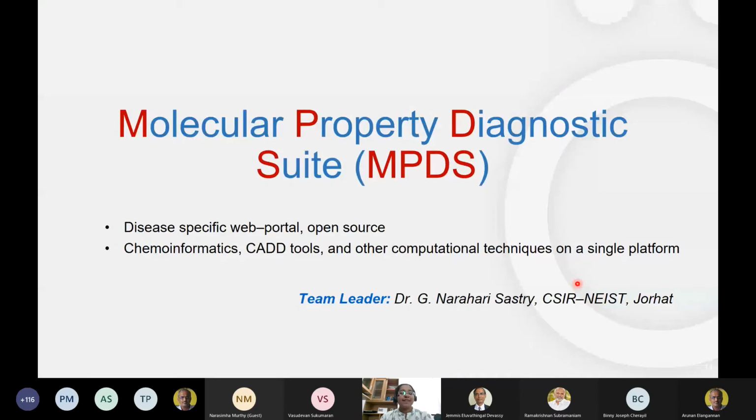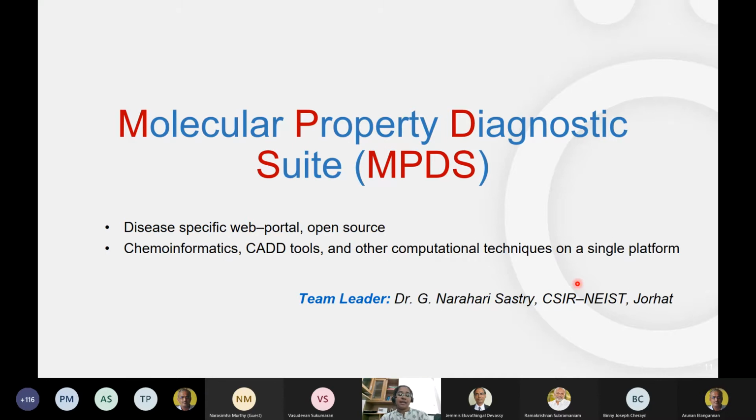Well, now I will move slowly to data science. This field I was introduced to by Dr. Shastri when I joined IICT. In their group, they were designing one web portal called Molecular Property Diagnostic Suite, MPDS. It was initially designed for a particular disease, so we called it a disease-specific web portal.